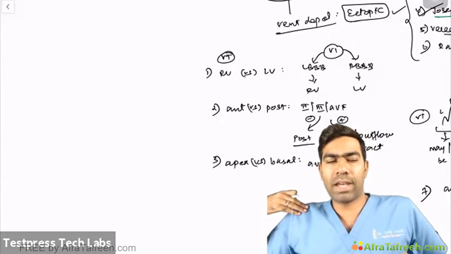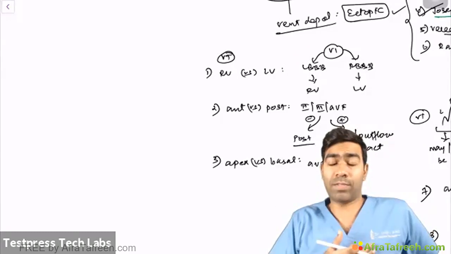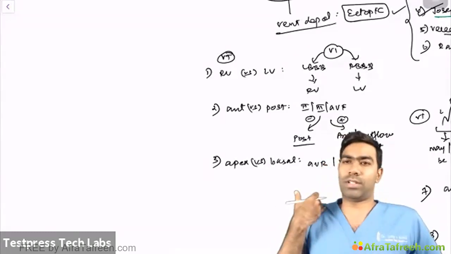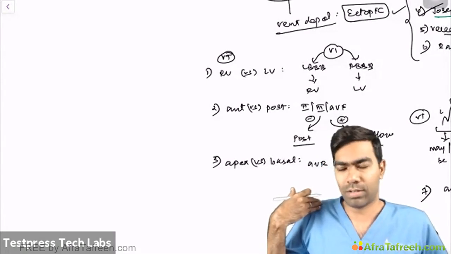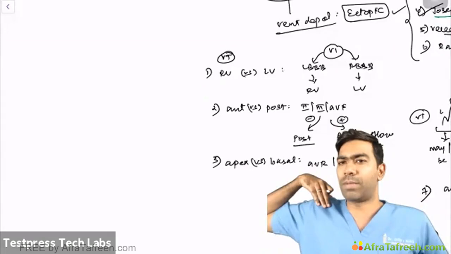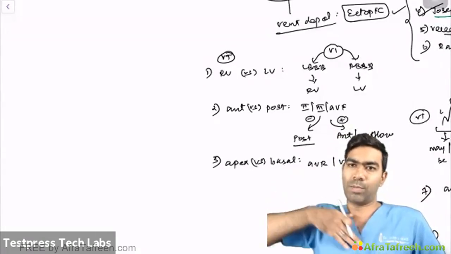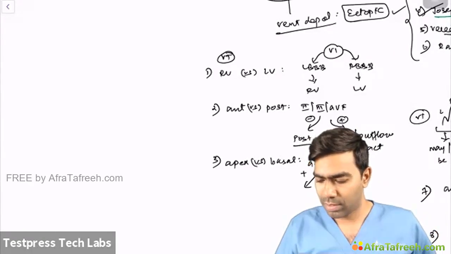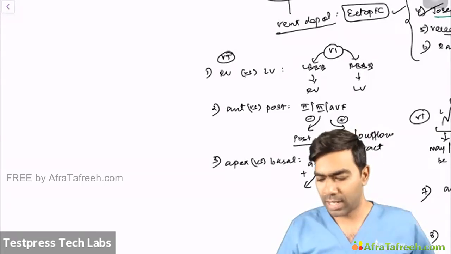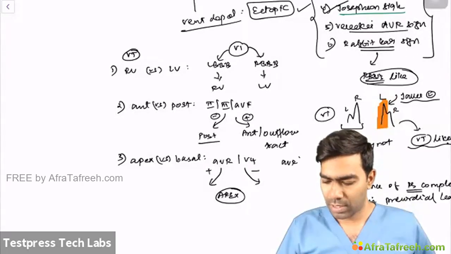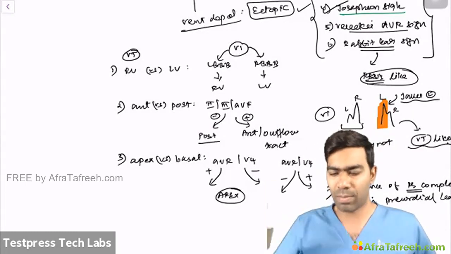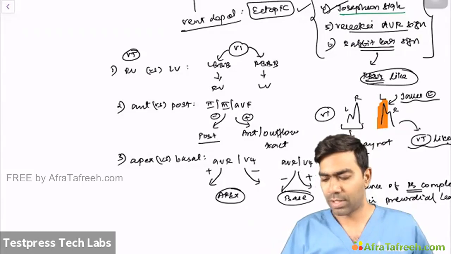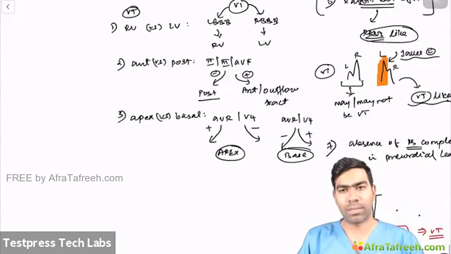So if my VT is originating from the apex, it will be going towards the base. That's the usual thing. If it's originating from the base, it will be moving towards the apex. So if AVR is positive and V4 negative, I can tell this VT is originating from the apex. If AVR is negative and V4 is positive, it is going towards the apex from the base, so I know it's originating from the base. That's also how I can tell whether VT is originating from the apex or the base.